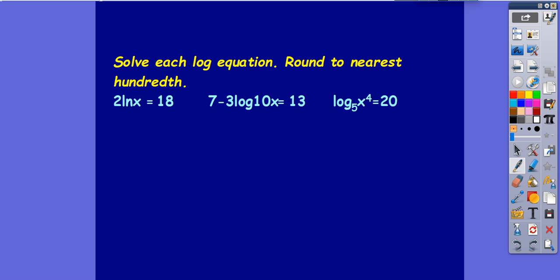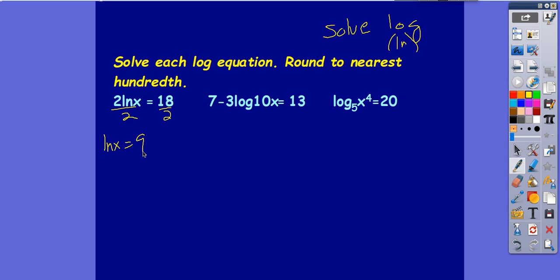Let's solve some logarithmic equations now. So the point of these is to always solve for the log first. So solve for the log, whatever it is, if it's a natural log, if it's a common log, if it's a log base 10, log base 5, solve for the log. So first things first here is I need to divide by 2. I get the natural log of x equals 9.